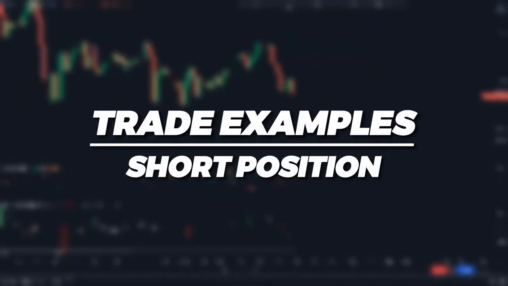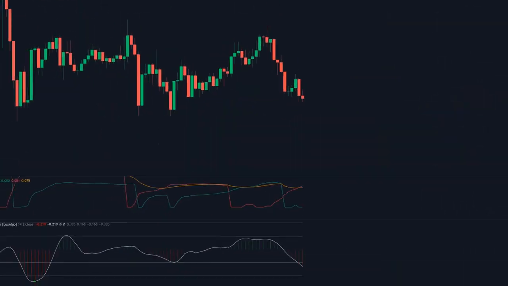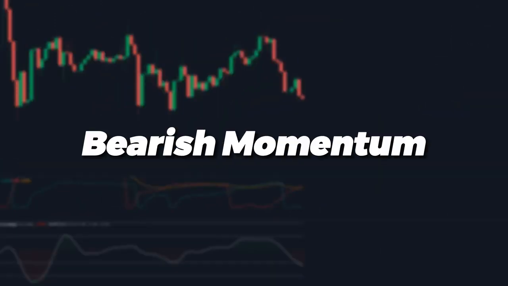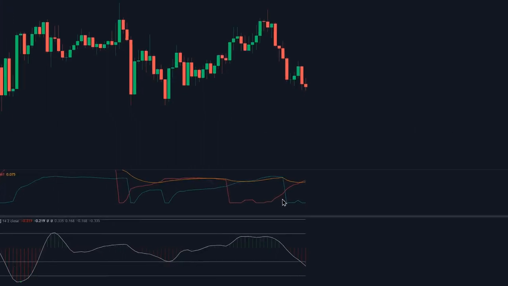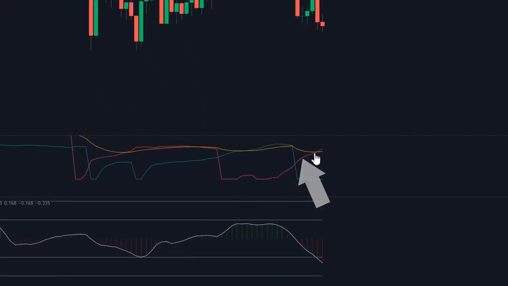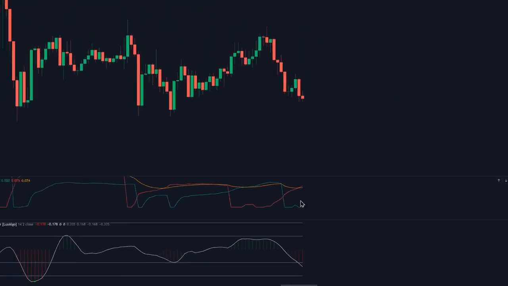For a short position, we're gonna do the reverse of what we did for the long position. So the first condition would be to ensure that the market has enough bearish momentum to push the price in the direction of our trade. For that, we're gonna be using the Andean oscillator. We need this red line to be above the yellow line as well as above the green line. This indicates the presence of enough bearish momentum in the market for us to take short positions.